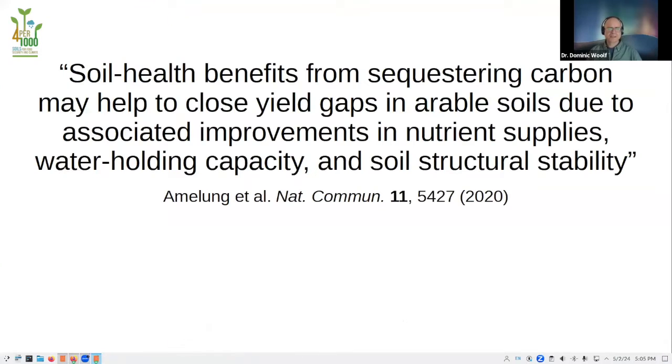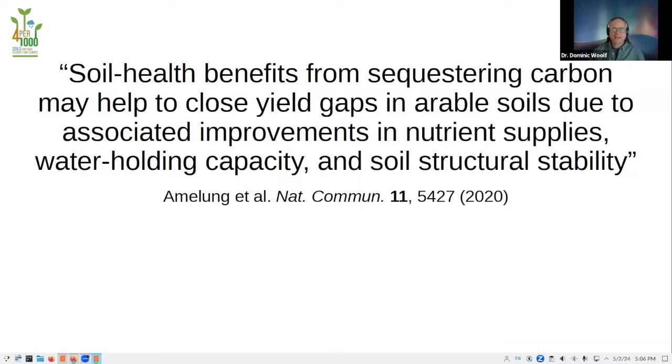Before we get into that, we'll just start off with one quote. It could have been chosen from many, but this is just an example. This is from a paper by Amelung et al. in 2020, that soil health benefits from sequestering carbon may help to close yield gaps in arable soils due to associated improvements in nutrient supplies, water holding capacity, and soil structural stability. The reason I read this out is not because this particular quote is very different to what you see elsewhere, but because it's an example of what we see everywhere: a common belief, even common knowledge, that having more soil carbon will result in more fertile soils, and that will benefit crop yields. This is something people have known intuitively for decades, if not nearly a century now.